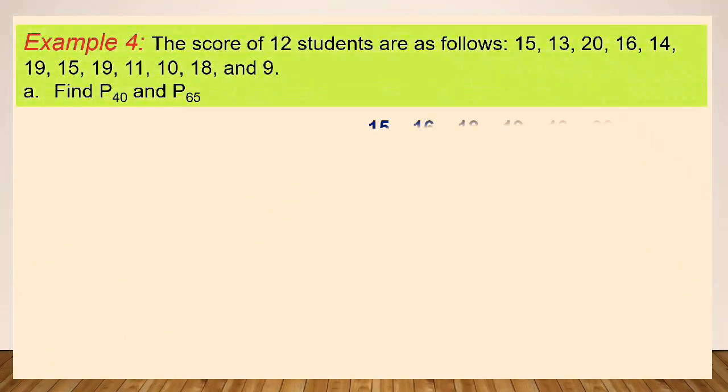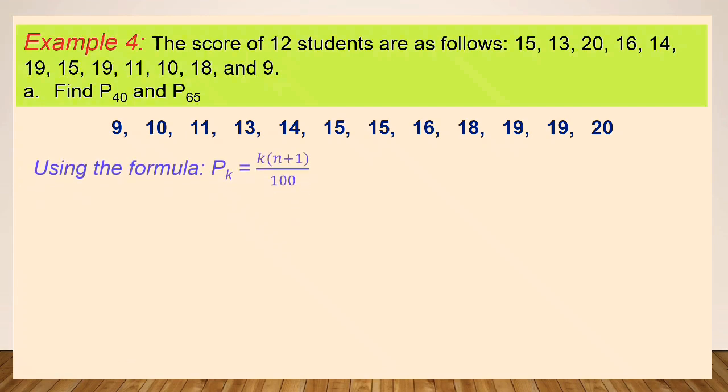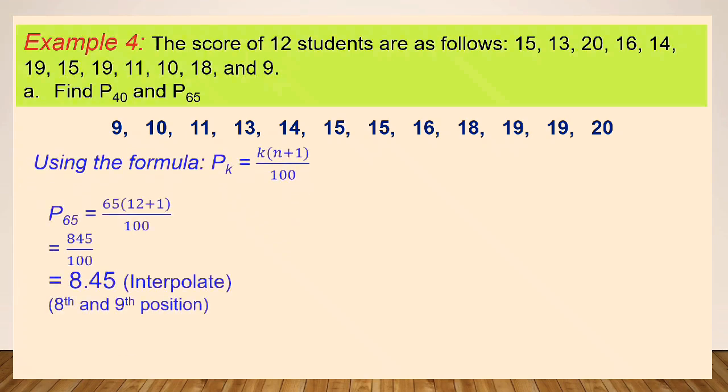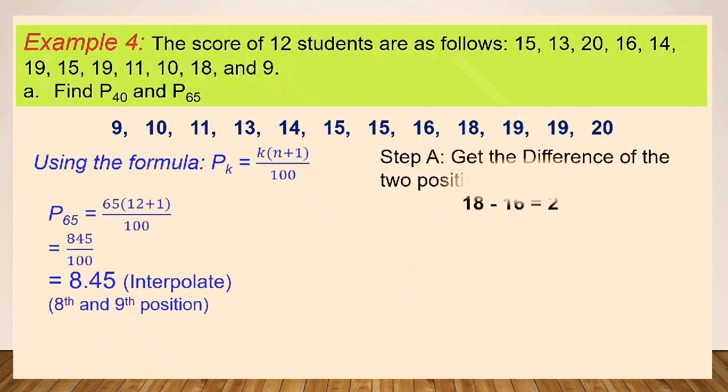And finally, for the 65th percentile, we have 65 times the quantity 12 plus 1 all over 100 results to 845 all over 100. Getting its quotient results to 8.45. Since we have a decimal value, we'll be proceeding to interpolation. The location of 8.45 is between the 8th and the 9th position. So we need to identify the value of the 8th and the 9th position. So we have 18 for the 9th and 16 for the 8th.